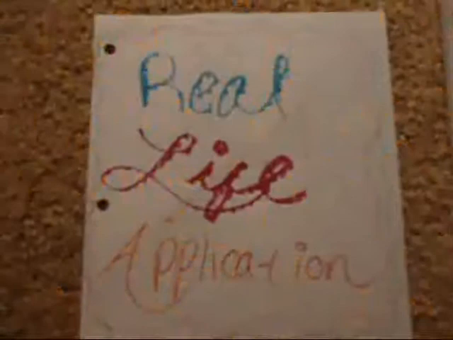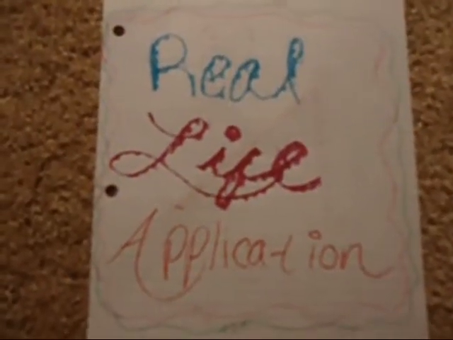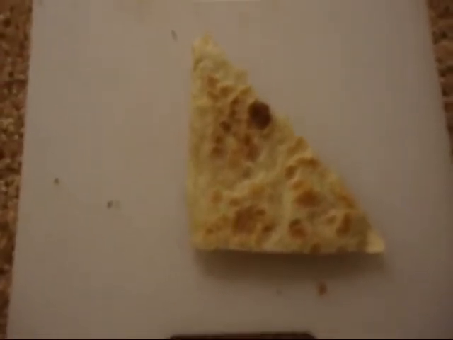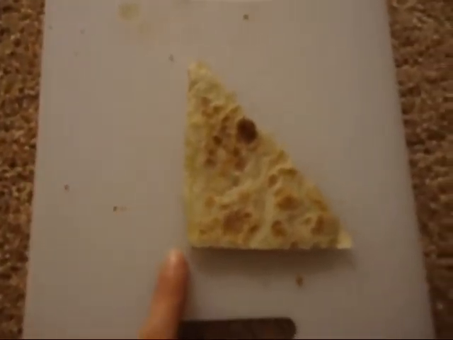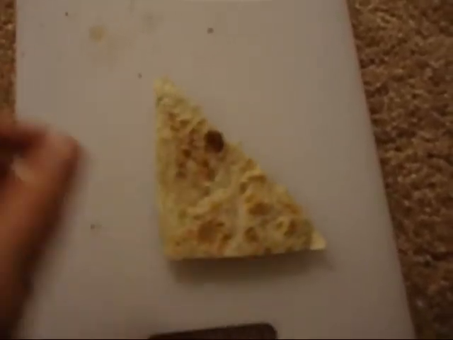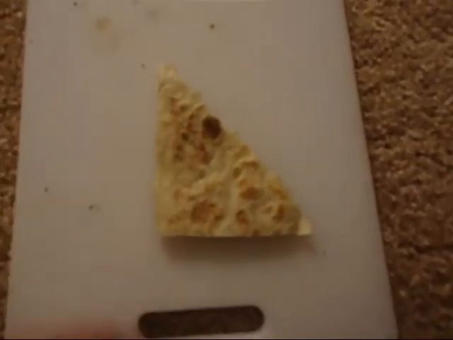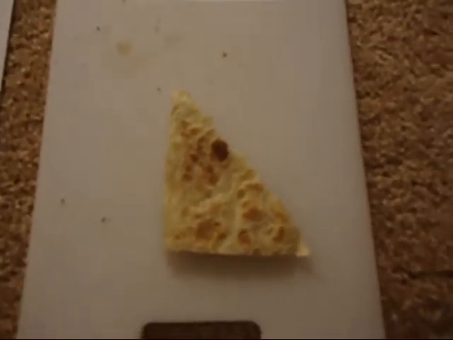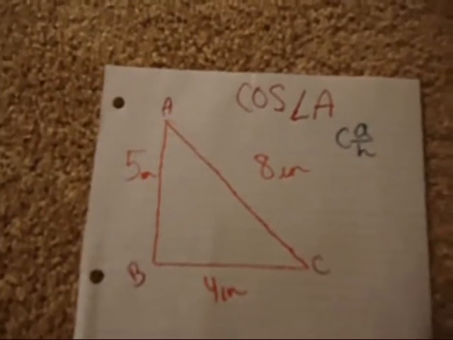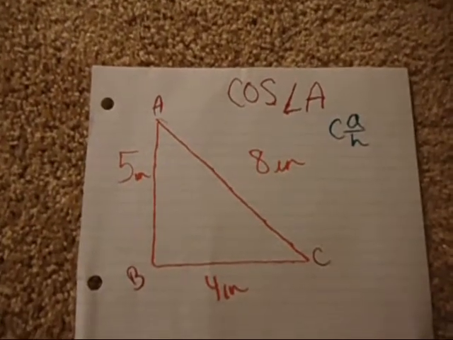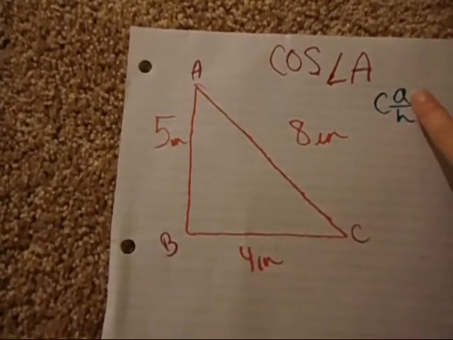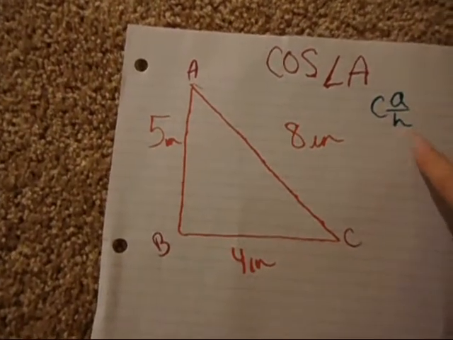Last time you ate a quesadilla, did you realize that you were eating a right triangle? Here's our quesadilla that we will be eating today. It has a side length of 5 inches, and the other leg is 4 inches, and the hypotenuse is 8 inches. This is angle A. We're going to find the cosine of angle A. When you draw it out on a piece of paper, this is what it looks like. Remember, cosine in the phrase SOHCAHTOA is the CAH, which is the adjacent side over the hypotenuse.